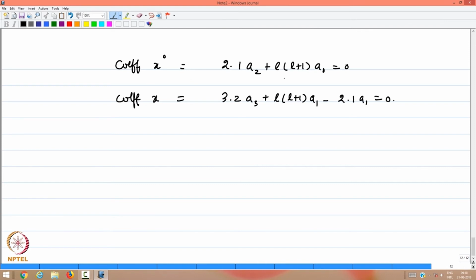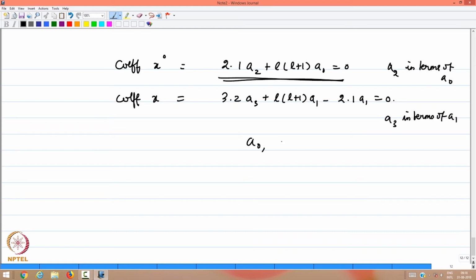You can see immediately the trend that is coming up. a2 is connected to a naught, a2 in terms of a naught, and a3 in terms of a1. Therefore, there are two independent coefficients a naught and a1 independent, and everything else is in terms of these coefficients.